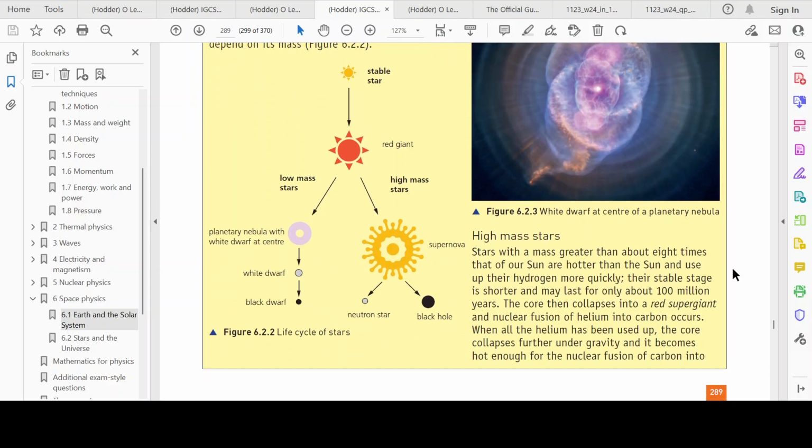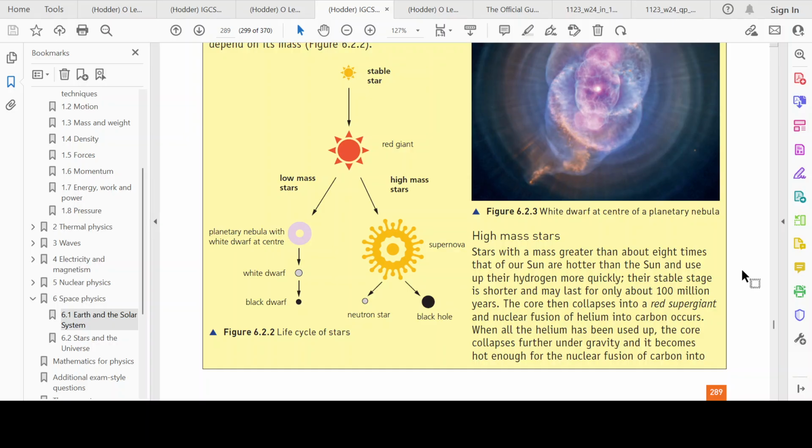So we've read up to this point that a stable star becomes a red giant. Then, depending on the mass of the star, it will take one route or the other. Low mass stars turn into a planetary nebula and then a white dwarf and then a black dwarf, and this is what will happen to our sun. Whereas stars with much higher masses turn into supernovas, and then either into neutron stars or black holes.